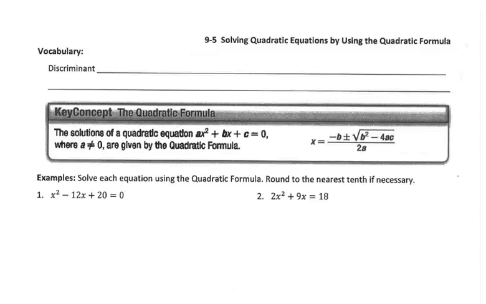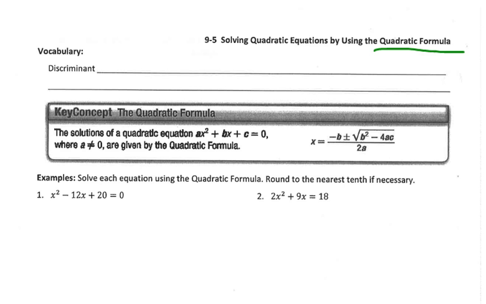All right, ladies and gentlemen, so today we're going to be working on another way that we can solve quadratic equations, and this is using something called the quadratic formula. Now, this formula will be given to you on your state reference sheet when you take your exam, so you don't have to have it memorized. But again, it's another way to do it. And it can be used to solve any quadratic, which is nice.